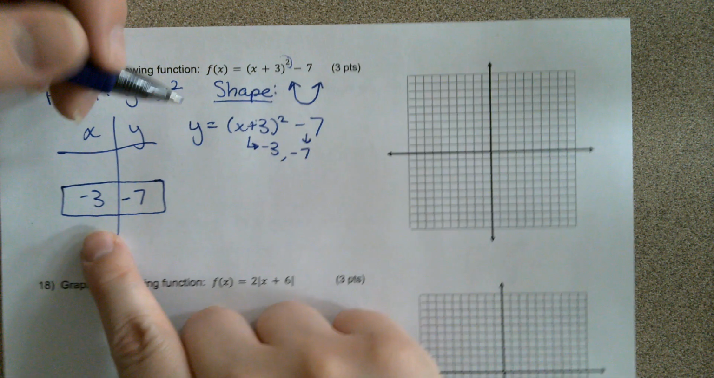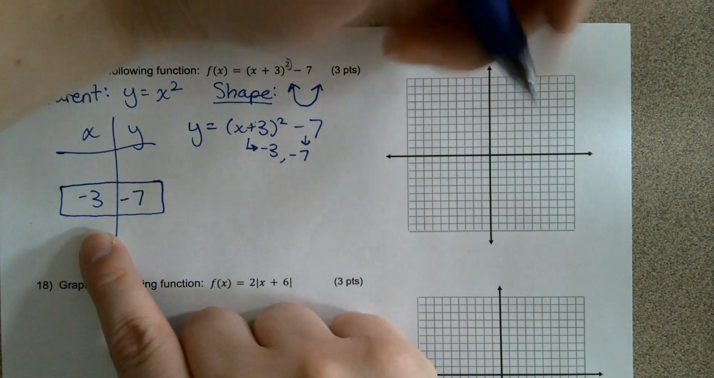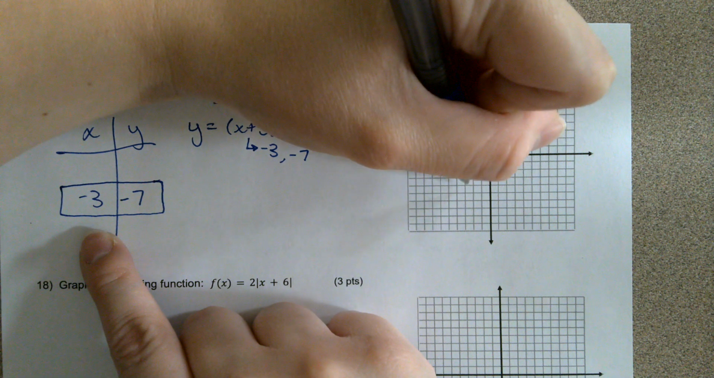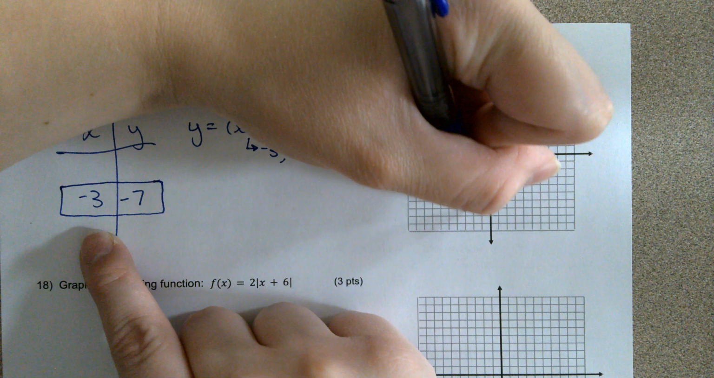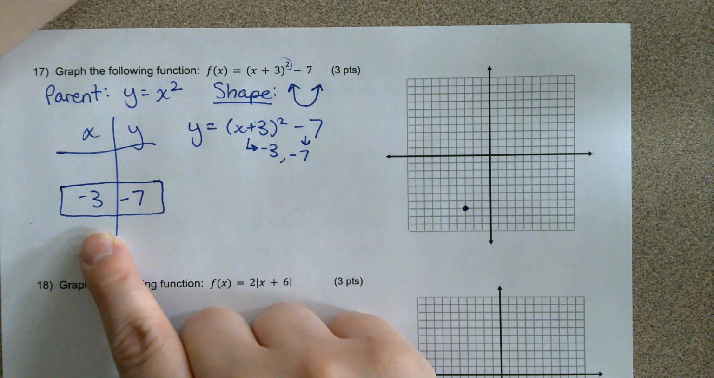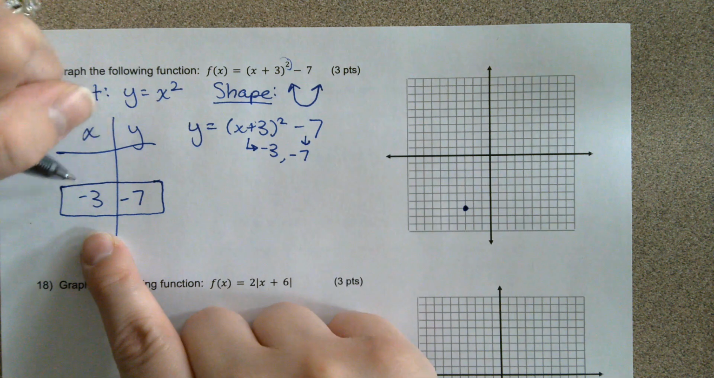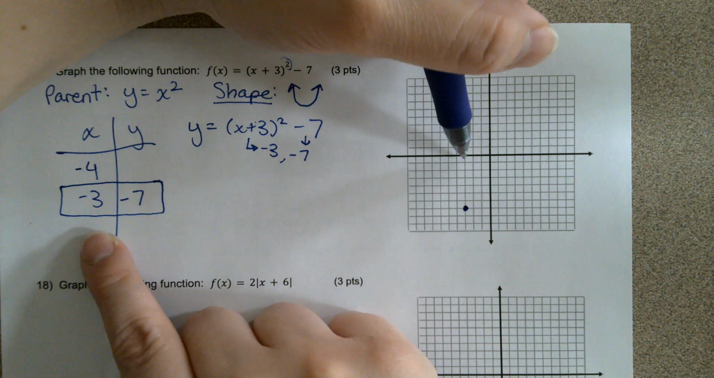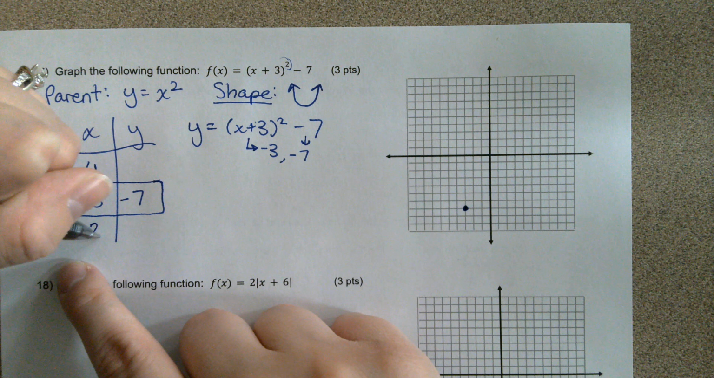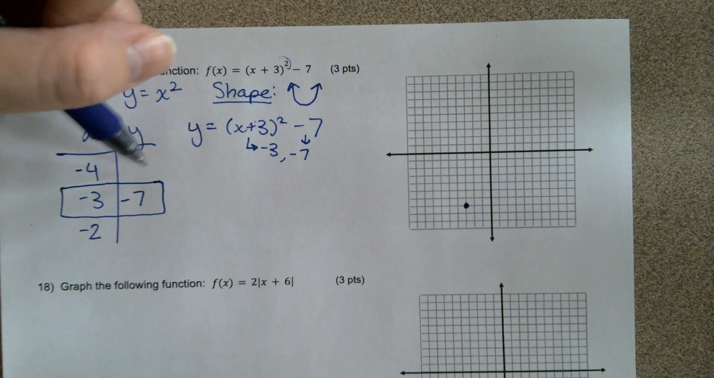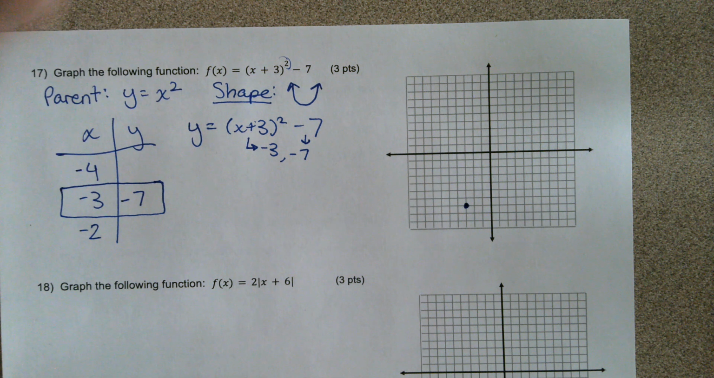From here, I need 1 point to the left and 1 point to the right of negative 3 to complete my chart. If you want to graph this first, if that helps, you can do that. Negative 3, negative 7. Right there. Negative 3, 1 point to the left is going to be negative 4. And 1 point to the right is going to be negative 2.